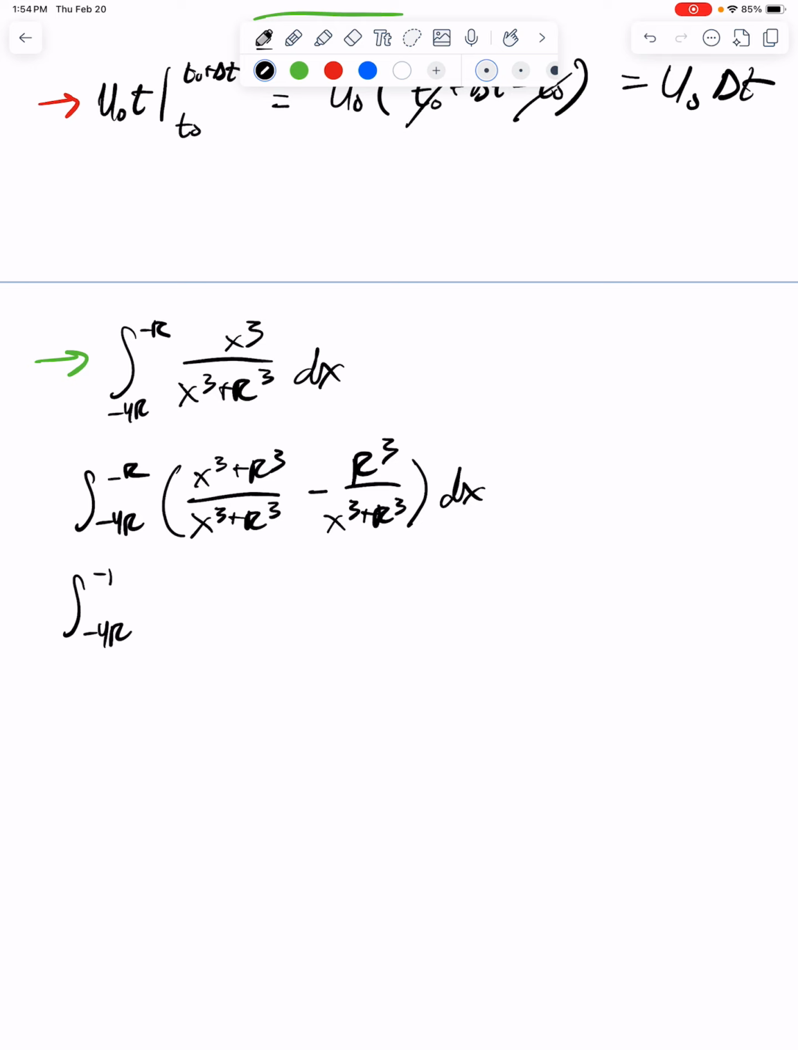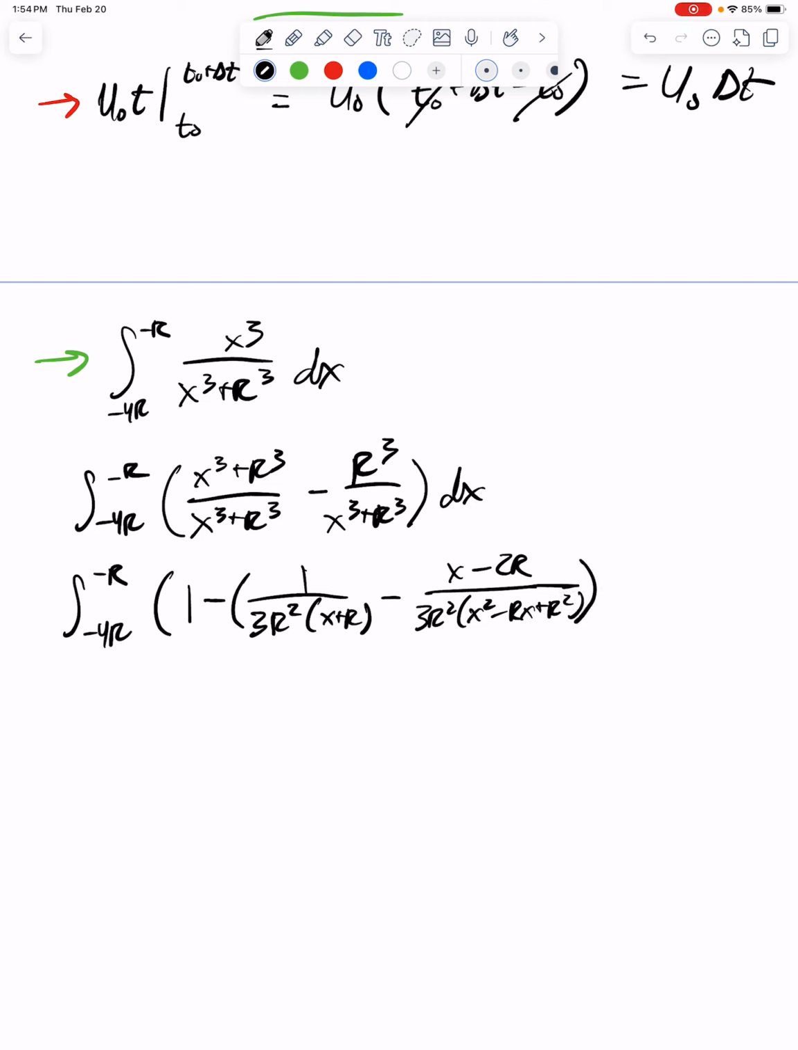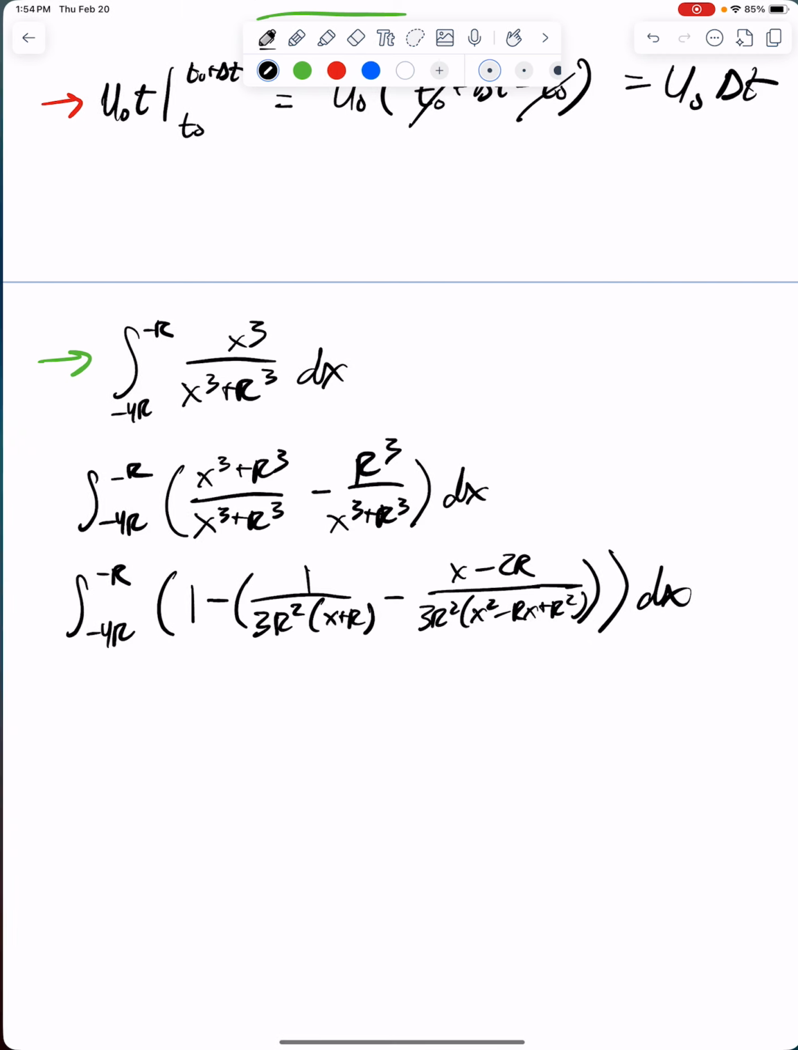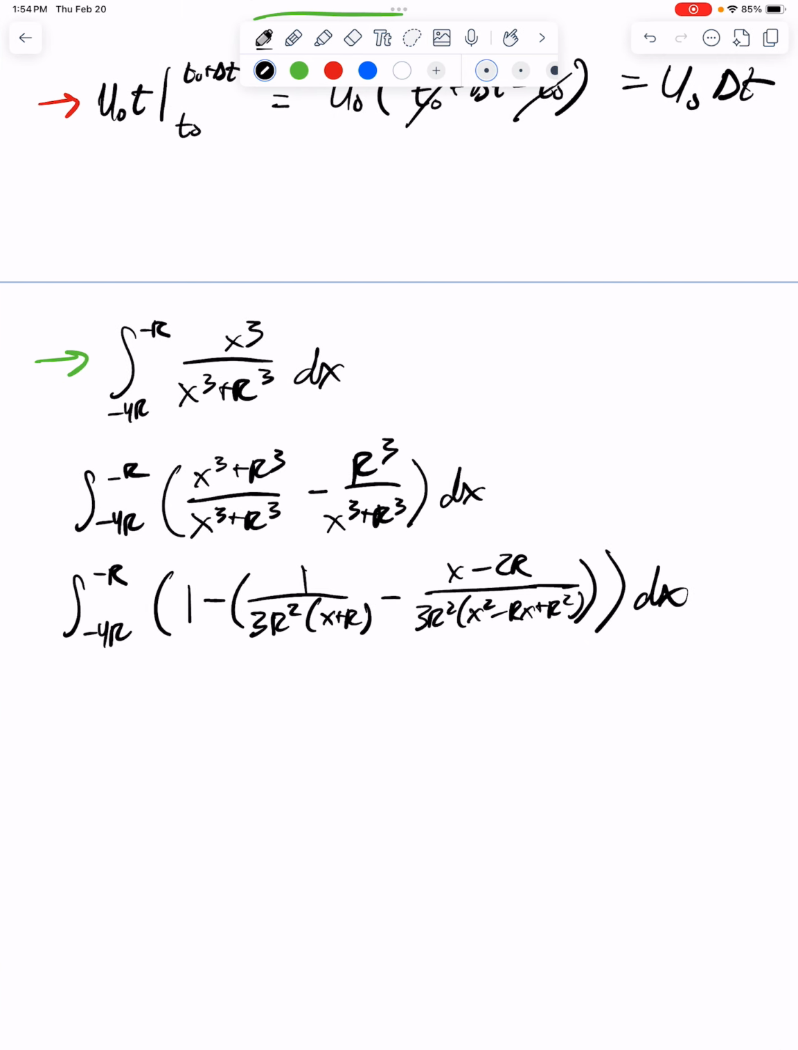So this is the next integral. Once again, this part is just 1 now. Minus, so it's 1 over 3r squared times x plus r, minus x minus 2r over 3r squared times x squared minus rx plus r squared. So this we have 1, obviously, and this term here in the middle, 1 over 3r squared times x plus r, this is solvable because it's just log. If you do u substitution, it will come out as a log of u.